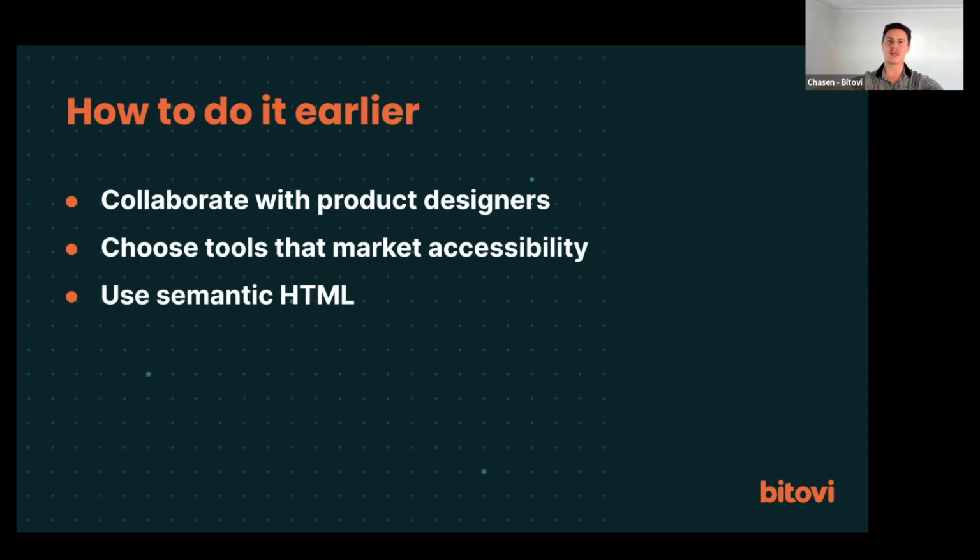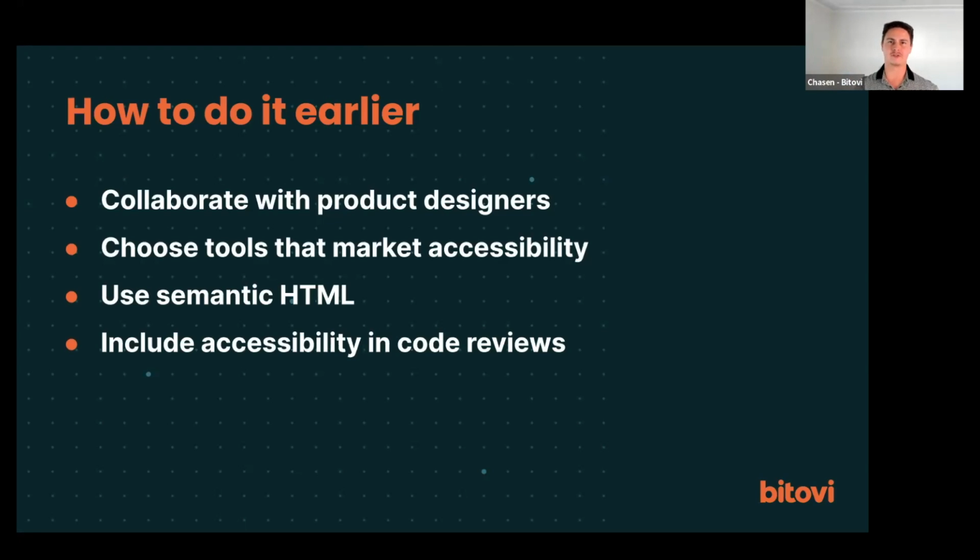Use semantic HTML. That was a lot of what we covered today, right? We had just the littlest bit of ARIA and JavaScript and really focus on semantic HTML and CSS as our foundation. Including accessibility in code reviews: as a developer, if you're working with a team, think about how you can include accessibility in your code reviews. If you have a checklist for code reviews, see what you can add to that checklist when you're doing code reviews and have that be part of a conversation.